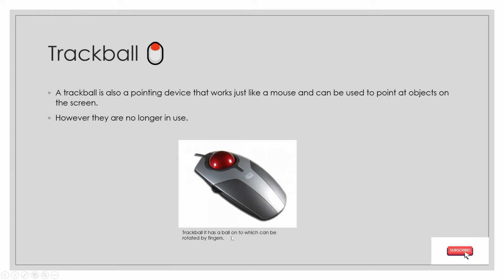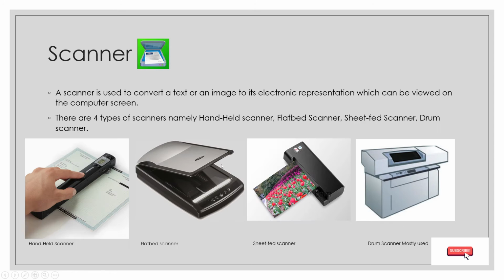A trackball has a ball on it which can be rotated by fingers. Like I told you, a mechanical mouse has a ball which moves, but the trackball has a ball above which you have to rotate with the fingers.